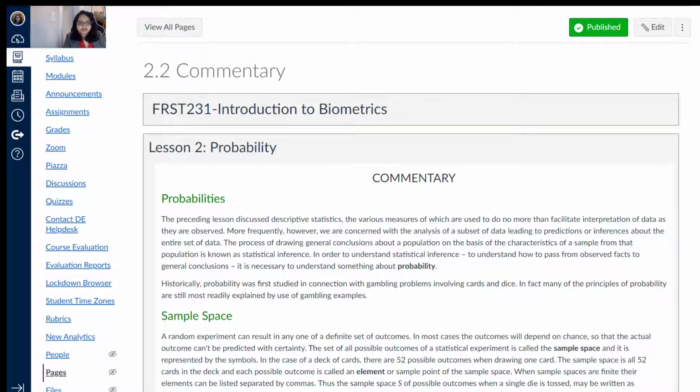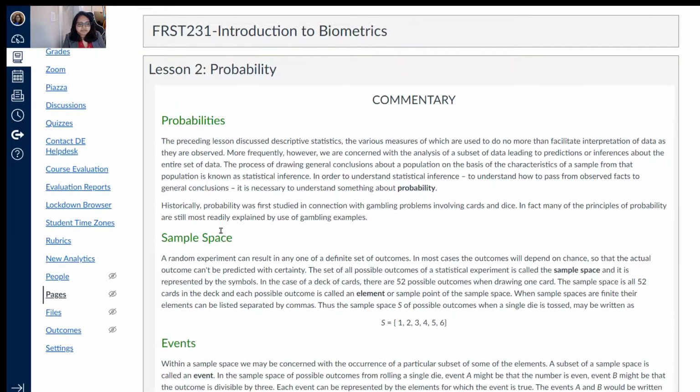Hello everyone. Today we are going to learn about probability. So previously you learned about descriptive statistics. Now we are going to use what we learned before, but we will try to look at the chances of events. That's our goal today. So let's see what we have in the probabilities.